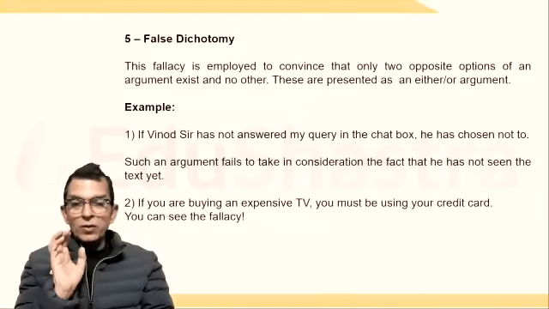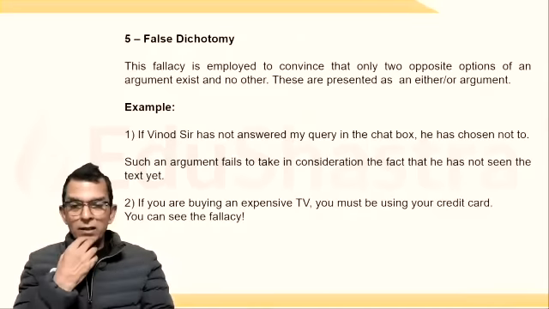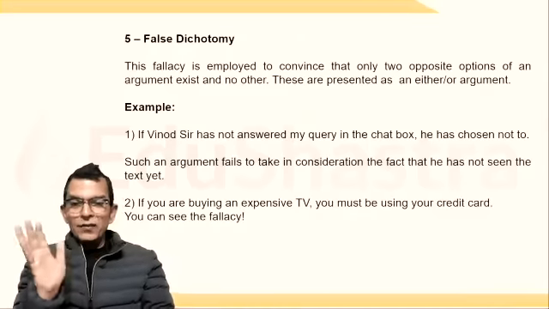Okay, come to the second one. If you are buying an expensive TV, you must be using your credit card. Now, why? If you are buying an expensive TV, it must be bought through credit card. There could be so many things. Why should I be taking a loan? Maybe I have savings. Maybe even if I did not have savings, okay, I got a bonus, something. Why should it only be by credit card? Okay, so if it is not this, then this. If it is expensive, then this must be this. So X or Y. We are talking about only two options. This is called false dichotomy.